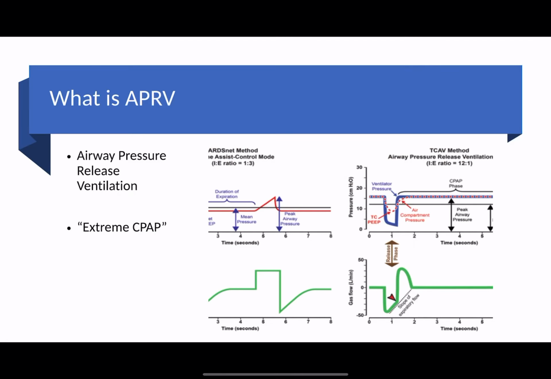APRV itself is really termed extreme CPAP. What you really want to do is to try and recruit as many alveoli as possible for as long as possible. So people term it extreme CPAP because at its very basic, all it is is a very high pressure to open up all those airways. And that'll help with oxygenation of the patient, because the longer the alveoli are full and open, the more oxygen diffusion will occur over a given period of time.